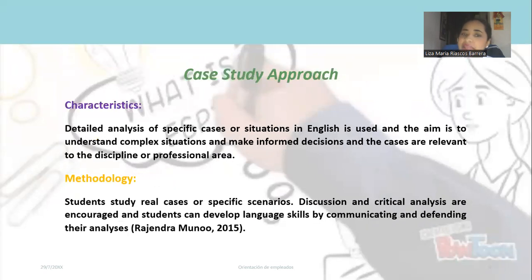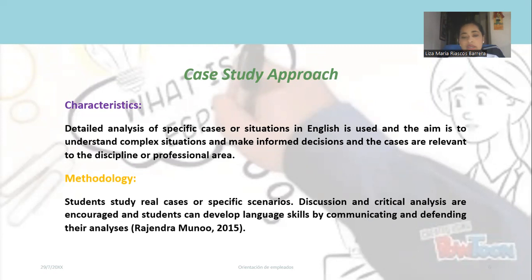Then next, we have the case study approach. About the characteristics, we have the detailed analysis of specific cases or situations. English is used and the aim is to understand complex situations and make informed decisions, and the cases are relevant to the discipline or professional area.